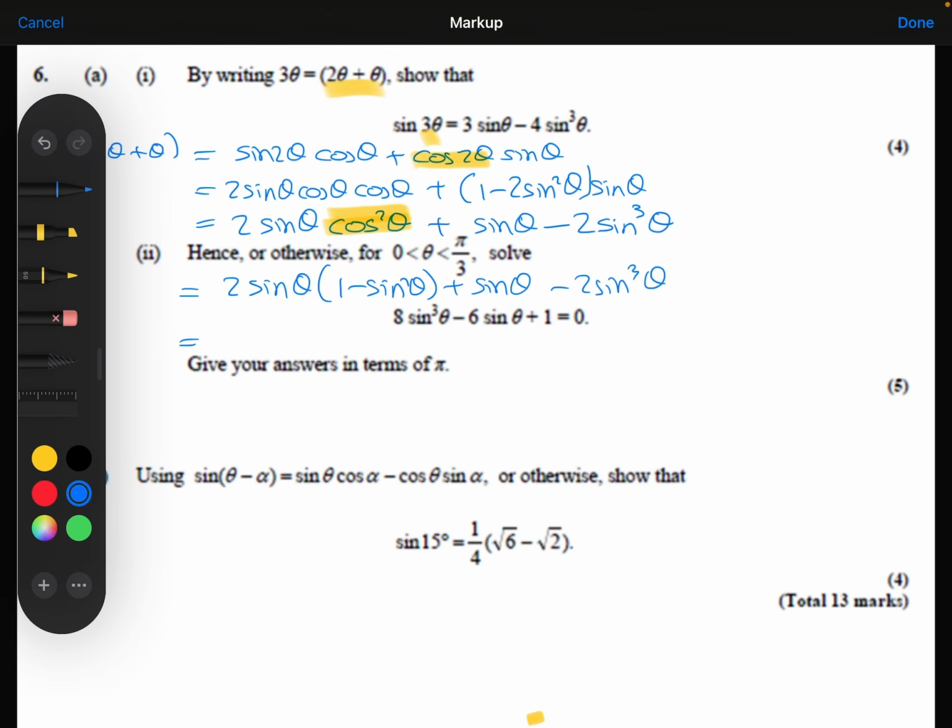Which, if I expand that out, I get 2 sine theta minus 2 sine cubed theta plus sine theta minus 2 sine cubed theta, which, if I collect up the like terms, I get 3 sine theta minus 4 sine cubed theta, which is what we needed to show.